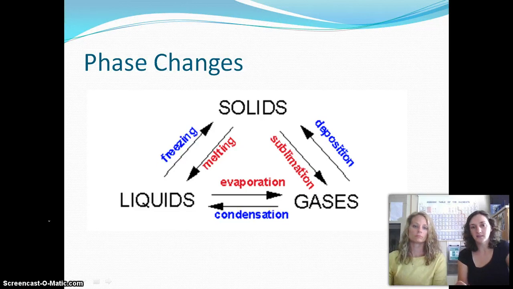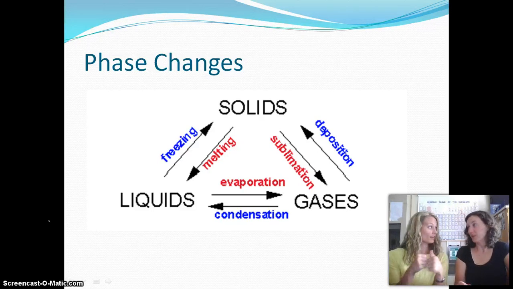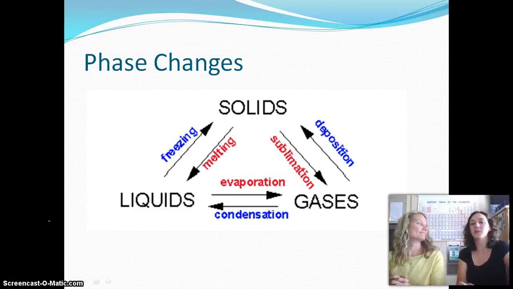solids, liquids, gases. Remember that solids have the least amount of energy, and they are at the coolest temperature for that element. Liquids have more kinetic energy or higher temperature, and gases have the highest for that particular one. Because they're moving. The temperature is a measure of the average kinetic energy.